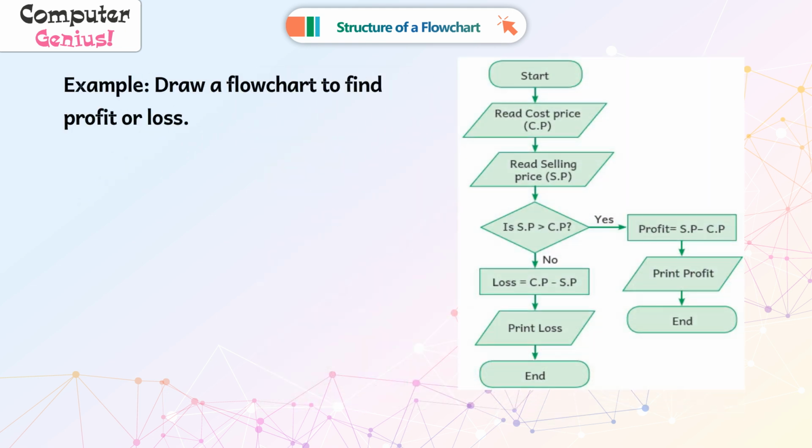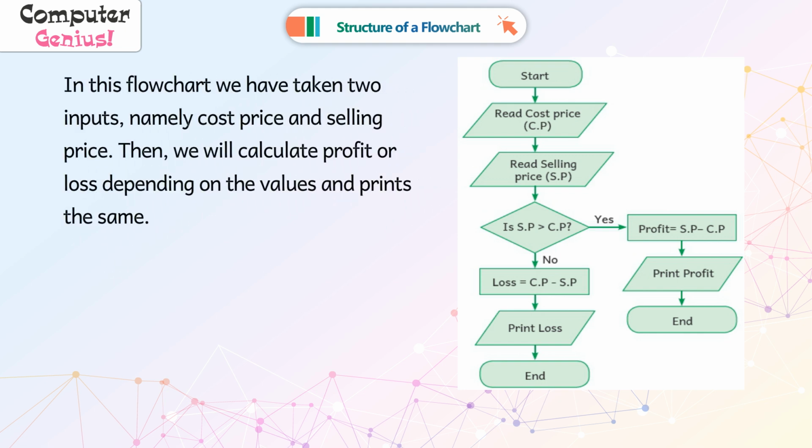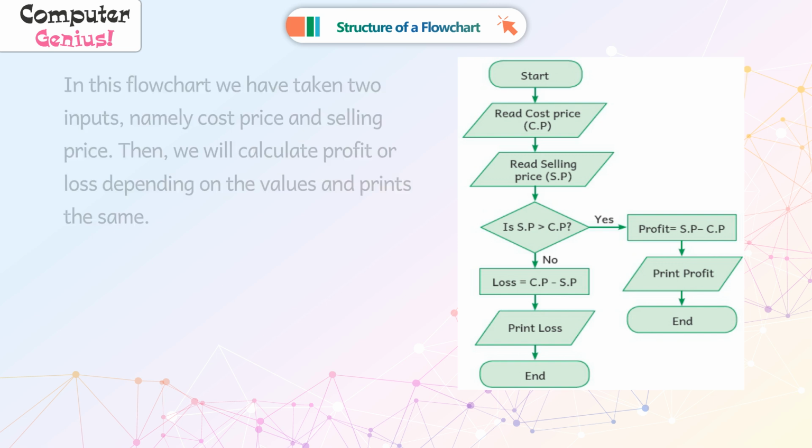Example: draw a flowchart to find profit or loss. In this flowchart, we have taken two inputs, namely cost price and selling price. Then, we will calculate profit or loss depending on the values and print the same.